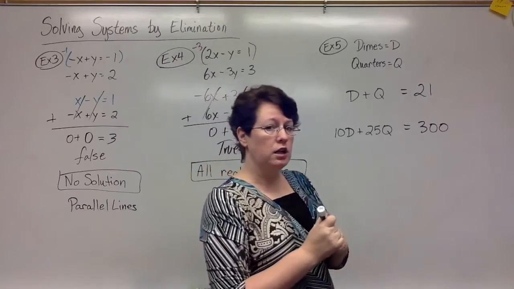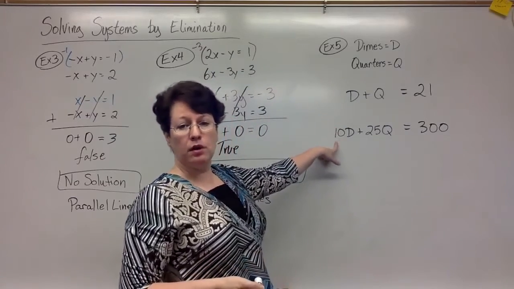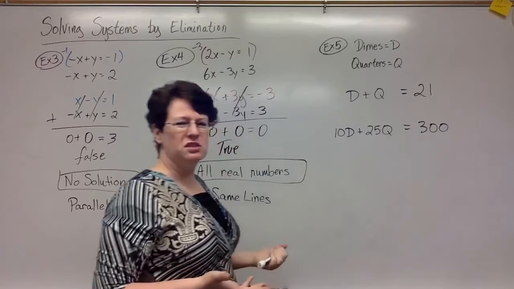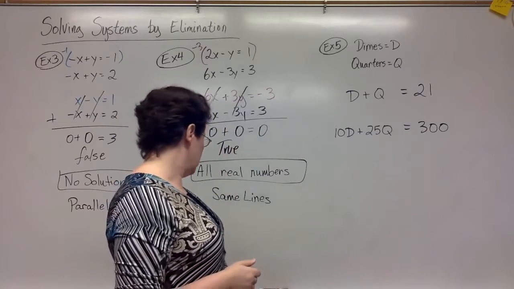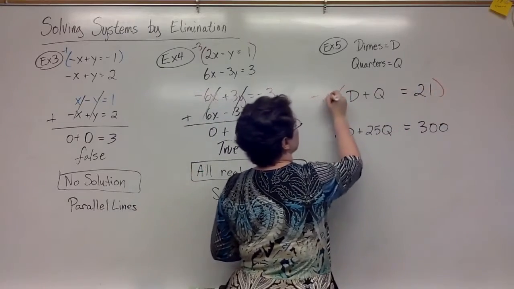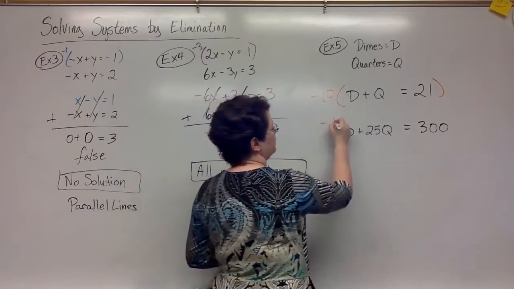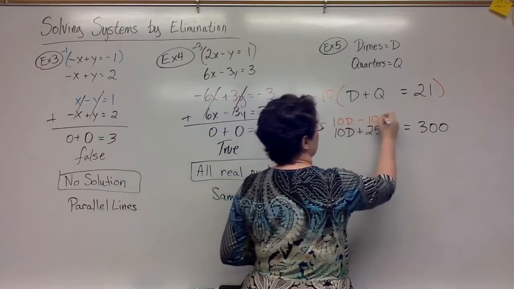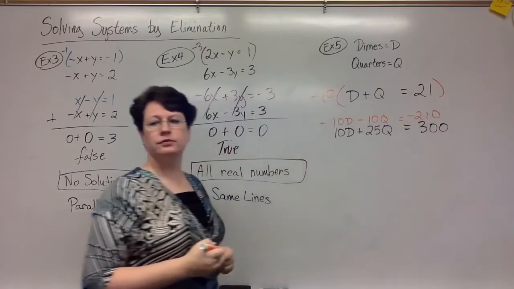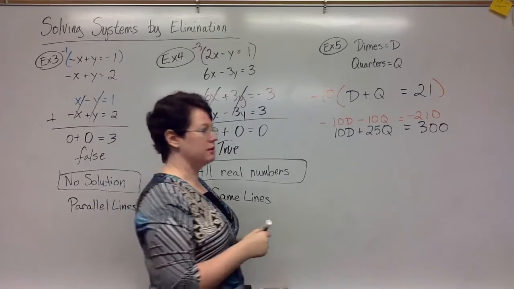Now we're doing elimination, right? So we're going to look at our coefficients. For D, I have 1 and I have 10. They're both positive, okay? I have 1, I have 25. They're both positive. Which one's the smaller number? 10, right? So let's use the 10. It's a smaller number. So I'm going to multiply everything in this equation by negative 10. Remember, it's got to be the opposite sign. So I have negative 10D minus 10Q equals negative 210. And multiplying by 10 is easy, right? You just tack zeros on the end. That's another good reason to pick it, okay?